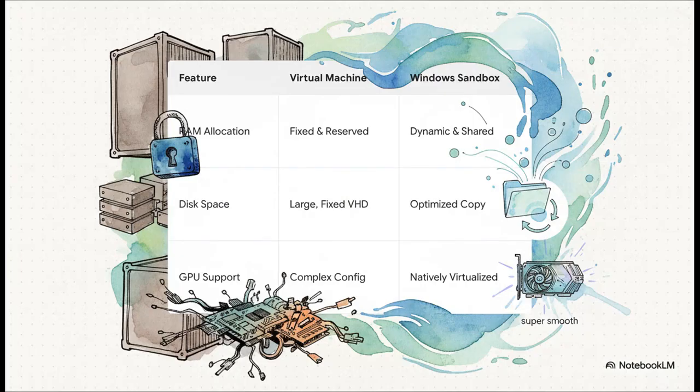And the differences don't stop with setup. Just look at how they handle your computer's resources. A VM forces you to lock down a fixed chunk of your RAM and hard drive space. It's reserved, and your main PC can't touch it. Sandbox, on the other hand, is way smarter. It dynamically shares memory with your host system and uses a really clever optimized copy of your existing system files.